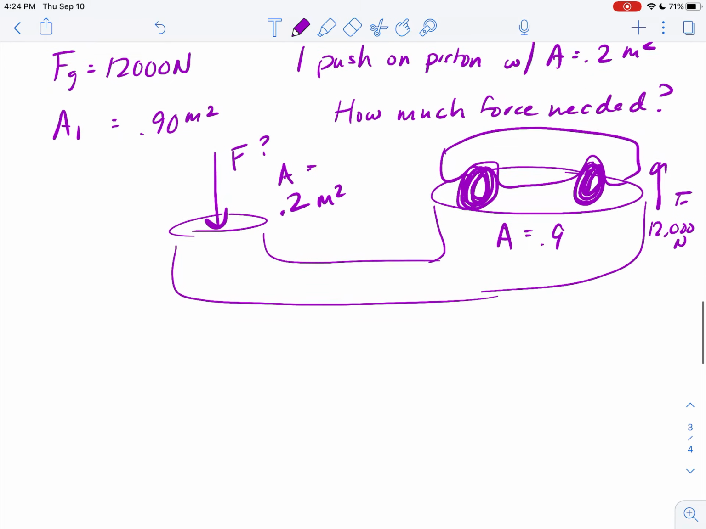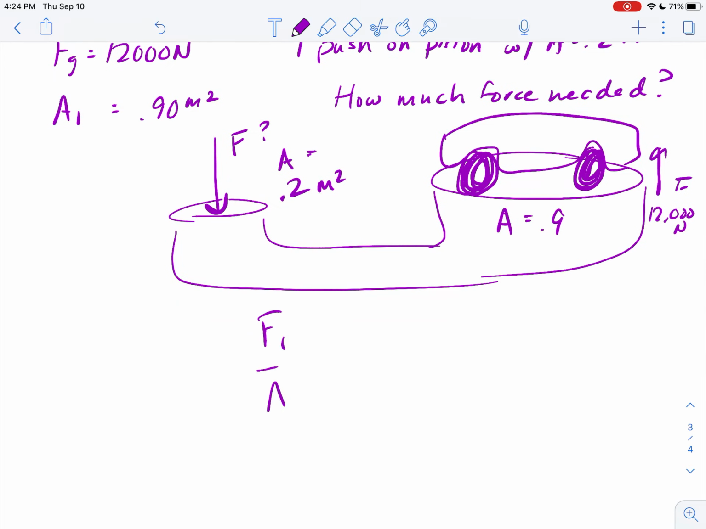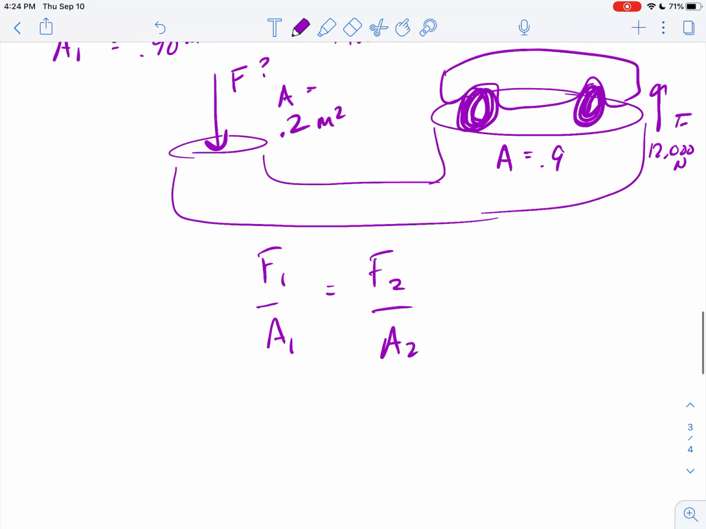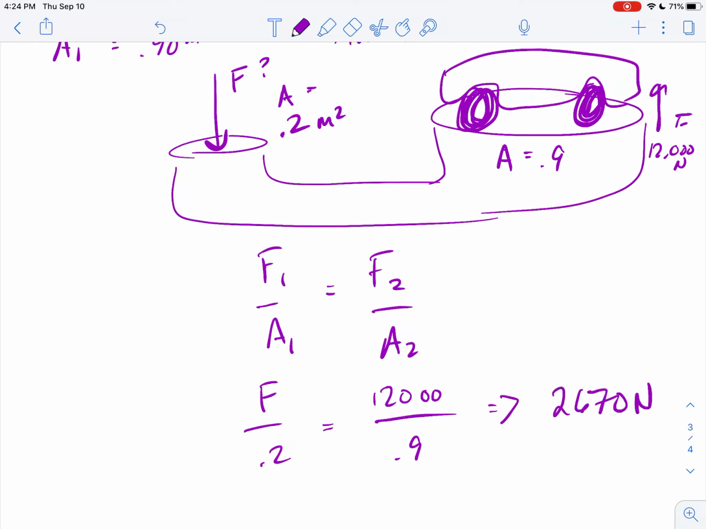So I'm going to use my formula, F1 over A1 equals F2 over A2. So I've got my unknown force over 0.2 equals 12,000 over 0.9. And when I solve that, I get 2,670 newtons, which is roughly 267 kilograms, which for me is still too heavy to lift, but I did reduce my force by quite a bit.